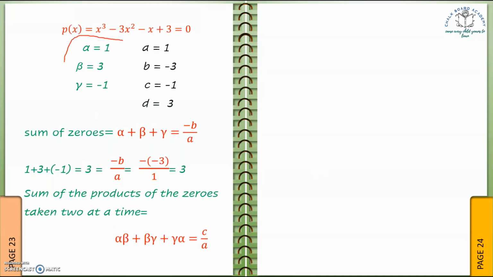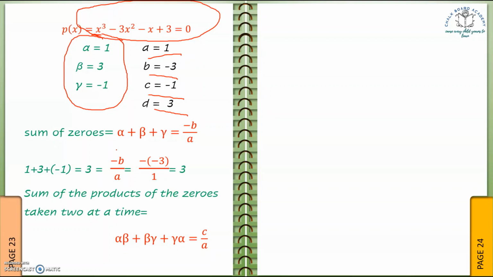because we know the alpha, beta, gamma for this equation. We have already calculated for this equation. Now we are calculating A, B, C, D. So we are just comparing. Here A is equal to 1, B is equal to -3, C is equal to -1 and D is equal to 3. Just compare it with the general form of the cubic equation.